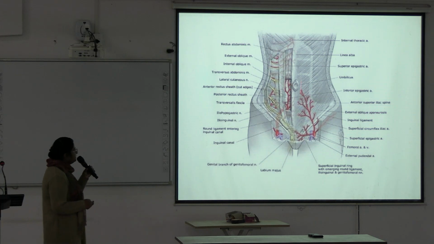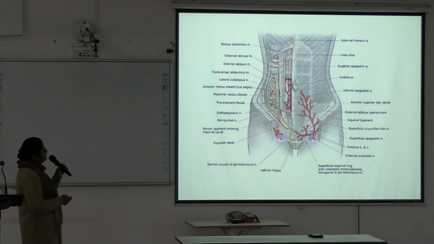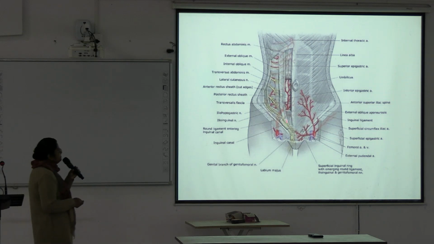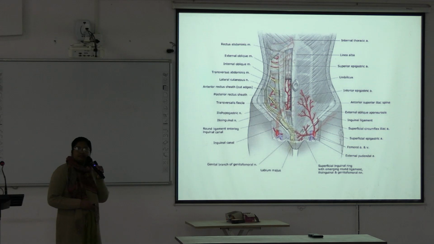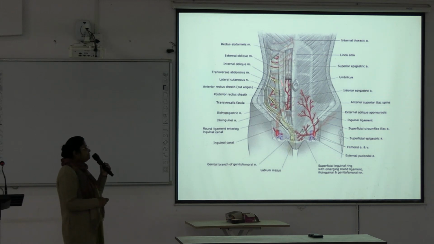Next, these are the contents. Contents are the rectus abdominis muscles and the pyramidalis muscle. If present, this small triangular muscle is the pyramidalis muscle. It is sometimes absent, almost 40% of cases it is absent. Then there are vessels and nerves. Nerves are the intercostal nerves. Here you can see these are the intercostal nerves entering into the rectus sheath.